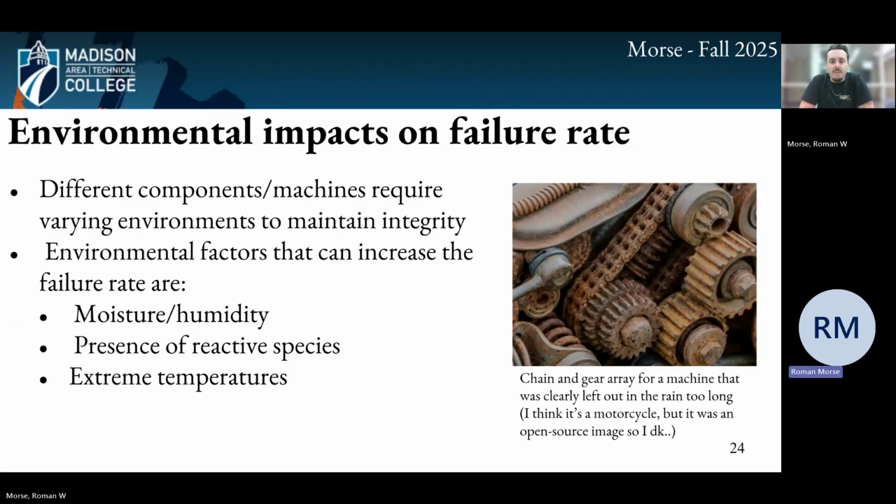So then there's also just environmental impacts on failure rate. Different components and machines require varying environments to maintain their integrity, whether it be a lack of moisture or lack of oxygen in the air. For most components that we can think of, it's fine for it to be at ambient temperatures and stuff like that. But again, extreme temperatures will cause failures. So here we have just a few things: moisture and humidity, like I said, the presence of reactive species, and extreme temperatures.